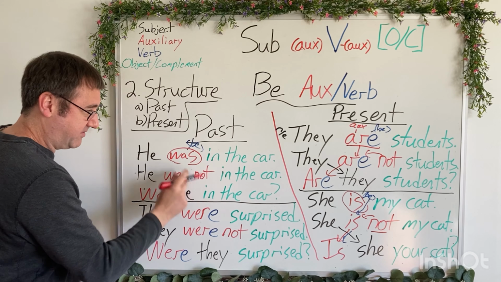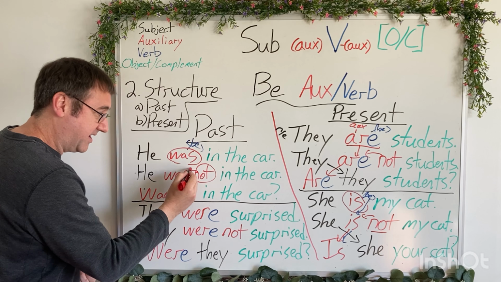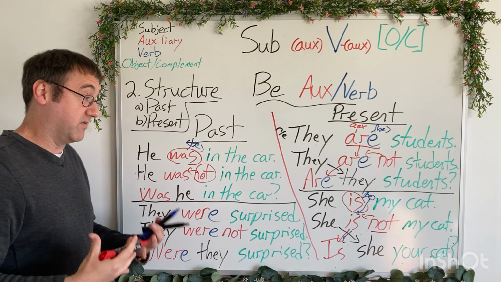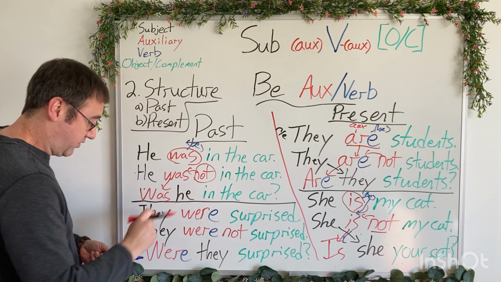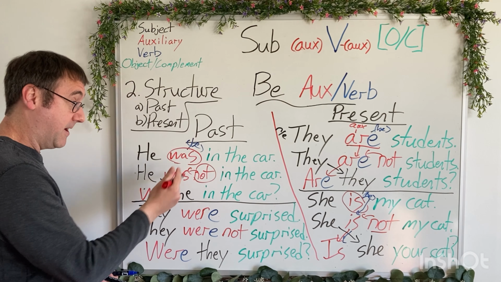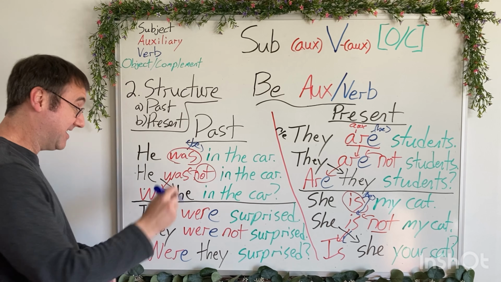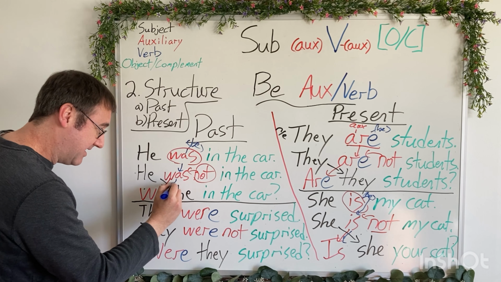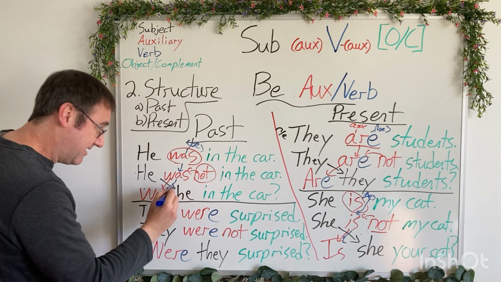And then, of course, we keep going. The negative always connects to the auxiliary. He was not in the car. And then to make the question, you just switch the auxiliary and the subject. But remembering that be, the verb goes with it, because once they join together, once you change it, you can never change it back. That's what's special about be auxiliary verb.